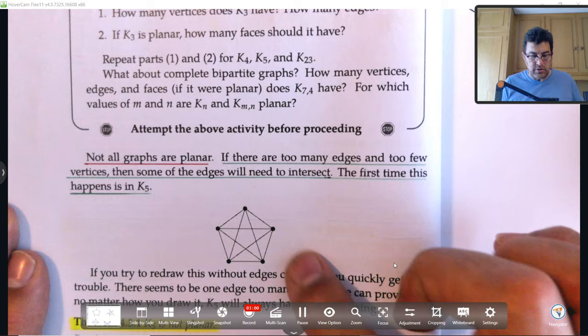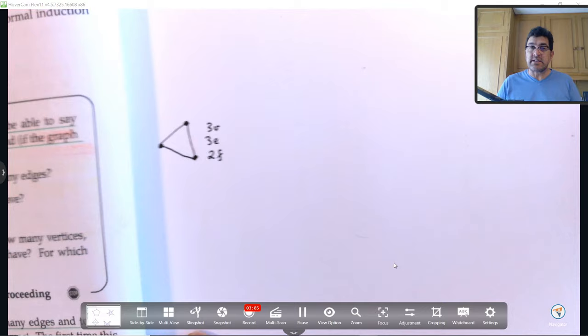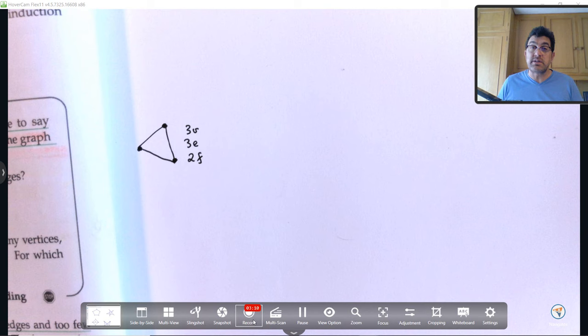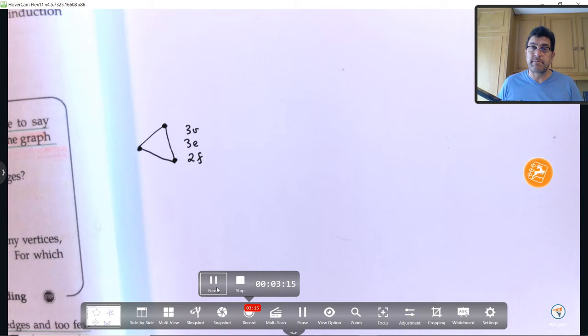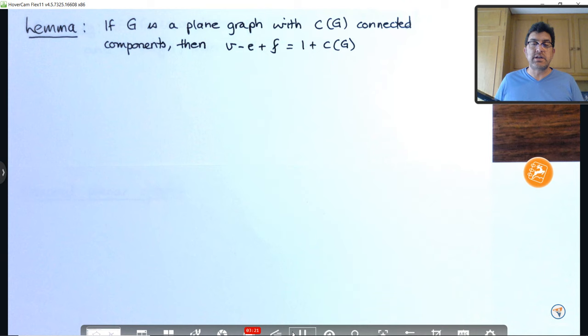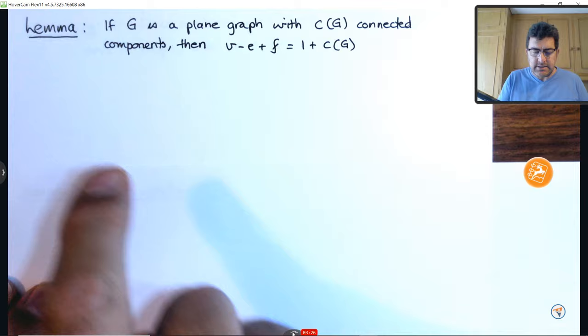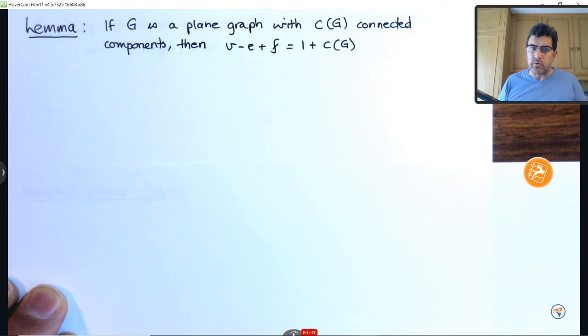We are going to start our lesson by looking at a few additional things that we want to put in place so we can use them to prove what we want to prove. We're going to start our journey into non-planar graphs by putting a few things in place. The first thing is a lemma that comes directly from Euler's formula. Now remember, Euler's formula worked with a connected graph, a connected planar graph or plane graph.